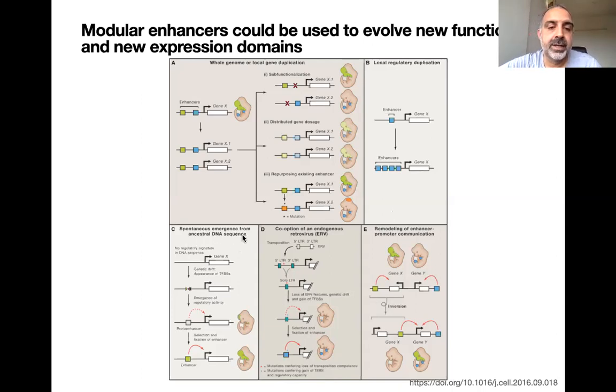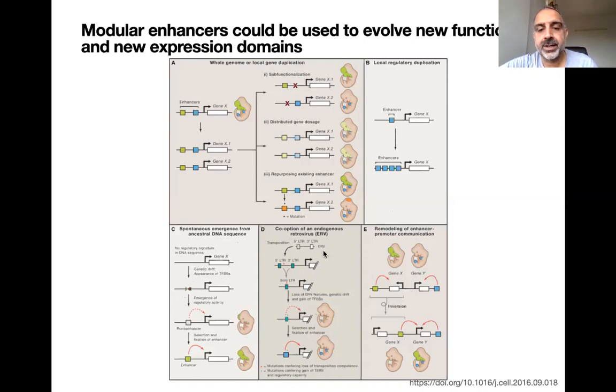Of course, there can be some spontaneous emergence from ancestral DNA sequences. So gene X, just by genetic drift, the appearance of transcription factor binding sites could emerge, and these could then start driving expression in particular regions of the embryo which are necessary and enable a new function to be explored by gene X.